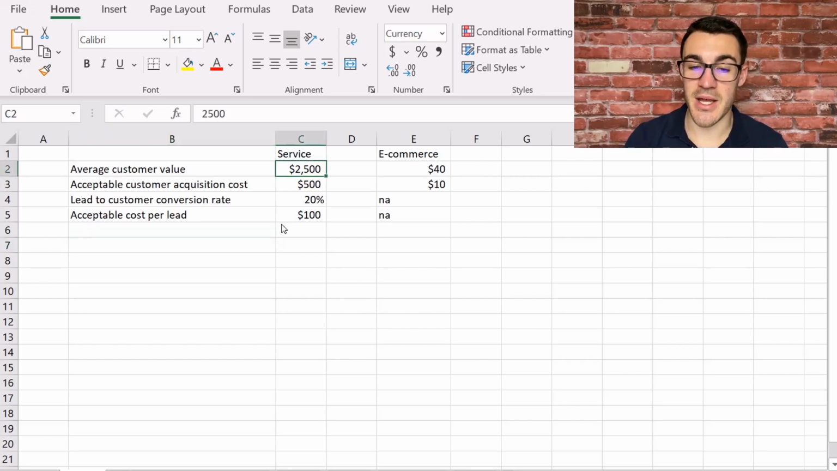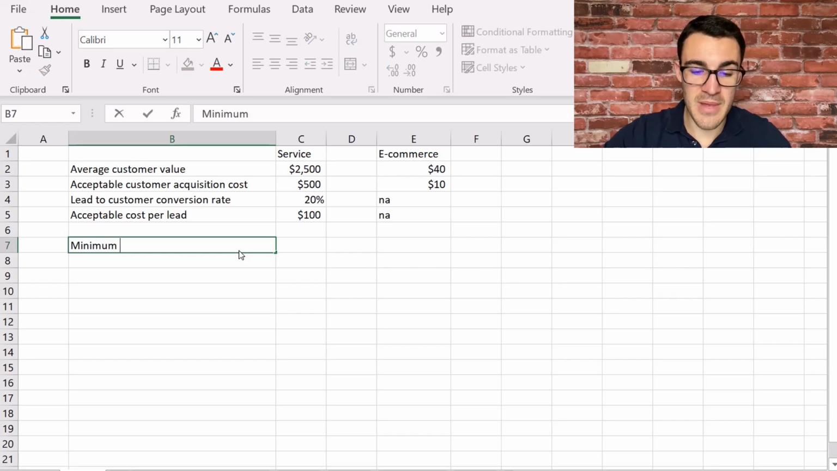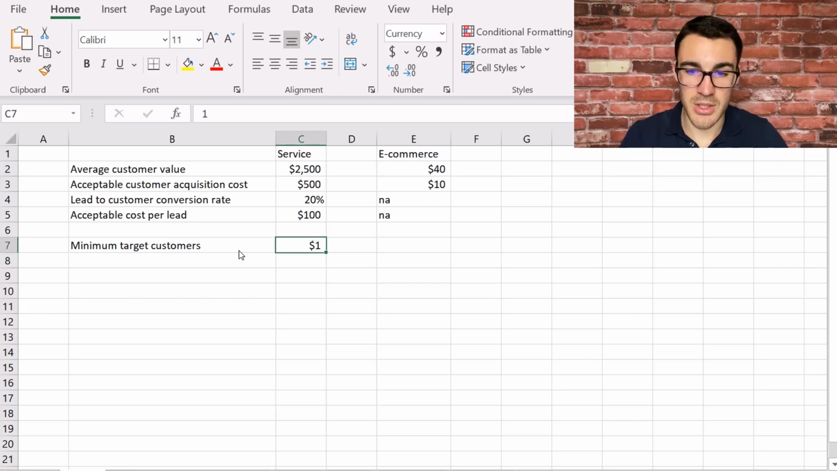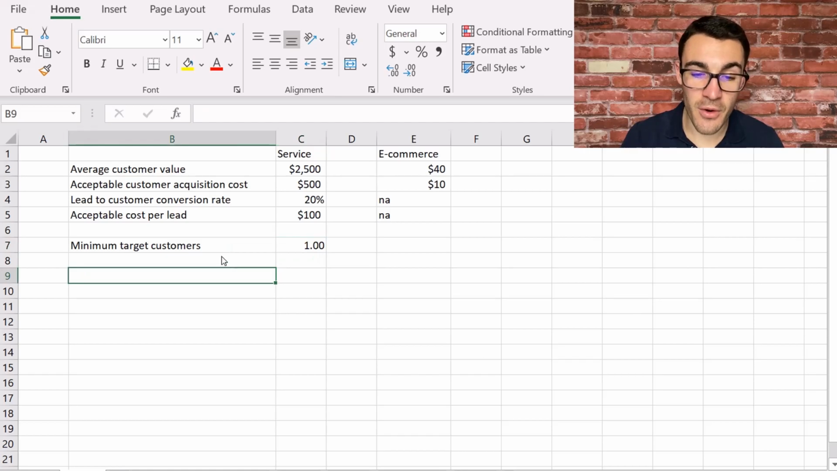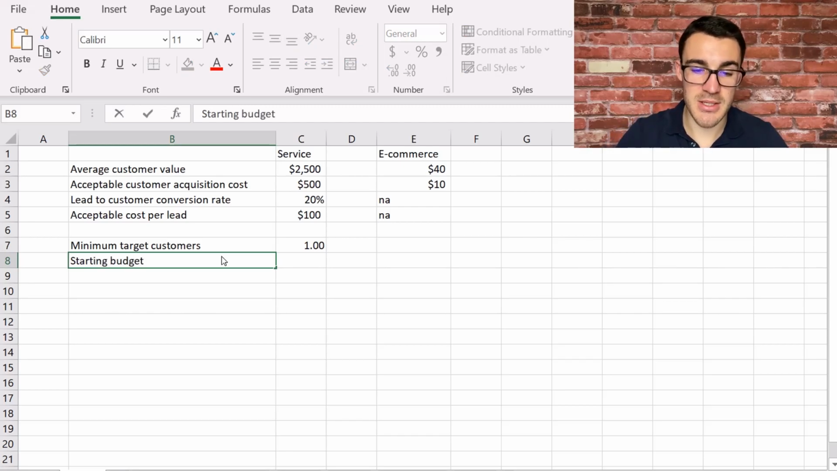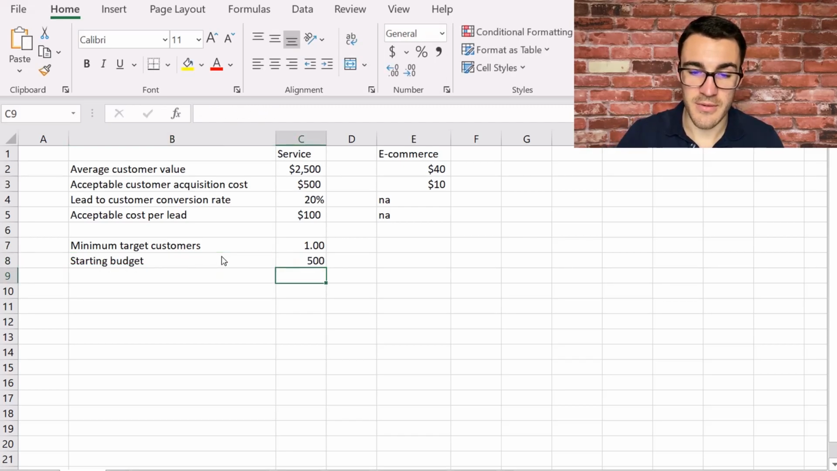Now, for some businesses that, let's say a customer is worth $2,500, perhaps for a Facebook ad campaign to be worth the effort, worth the time, they need to generate 1 customer a month, okay? So if their minimum target customers is 1, they want 1 new customer a month, that's the minimum. Therefore, their starting budget should be what's ever required in ad spend in order to generate 1 customer. So, starting budget of $500.